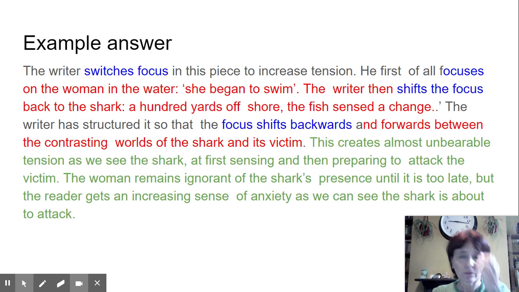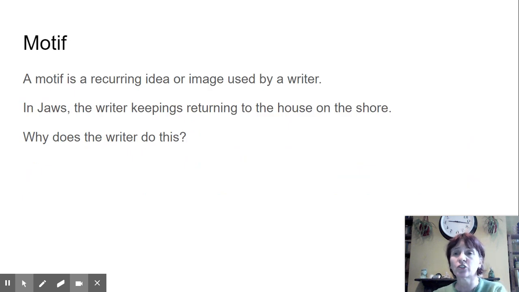Okay, so I hope that made sense. Again, you can always pause the video and reread if you need to, or ask questions. I'm going to go on to talk about another structural feature, which is a motif. Now, as I said, this is a recurring idea or image used by a writer. So in Jaws, the writer keeps returning to the house on the shore. Why does he do this? Why do you think the writer does this? Have a think. Maybe have a little chat in the chat about this.